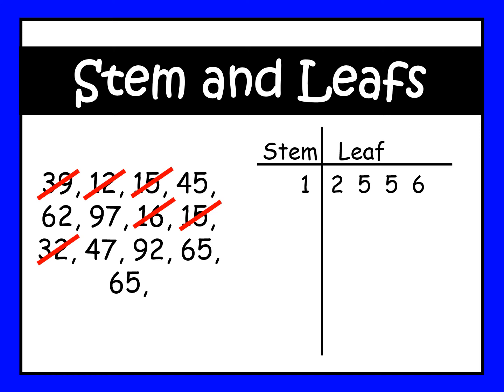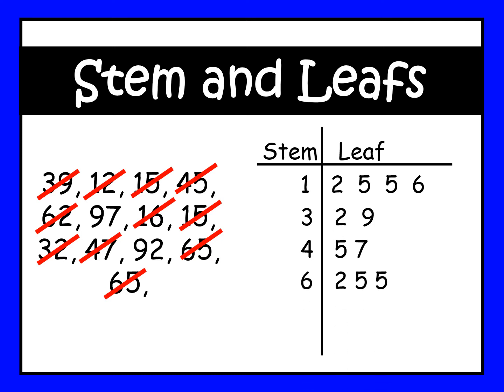I'm going to put them in my stem and leaf. 32 and 39. Okay, let me see if I have any 40s. I do. I have 45 and 47. I'm going to put them in my stem and leaf. 45 and 47. Then do I have any 50s? No. Do I have 60s? Yes, I have 62, 65, and 65. Put them in my stem and leaf. Then I have 92 and 97. I'm going to go ahead and put those in my stem and leaf. Okay, let's go to our next example.